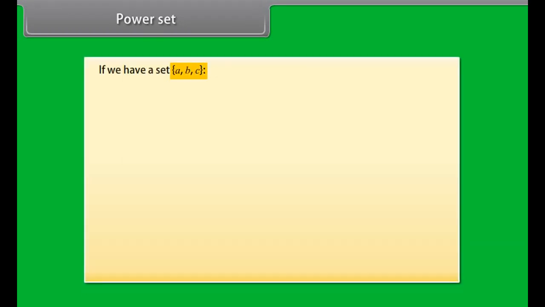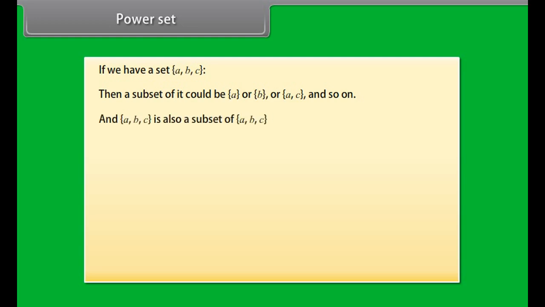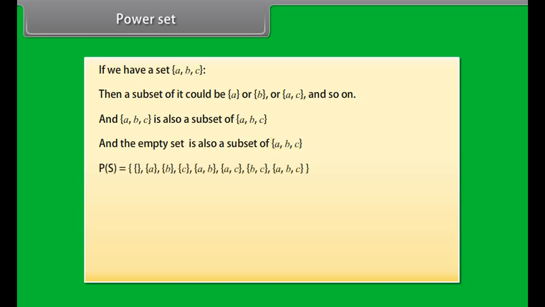Power set. If we have a set {A, B, C}, then a subset of it could be {A} or {B}, or {A, C}, and so on. And {A, B, C} is also a subset of {A, B, C}. And the empty set is also a subset of {A, B, C}. PS is equal to {∅, {A}, {B}, {C}, {A, B}, {A, C}, {B, C}, {A, B, C}}.